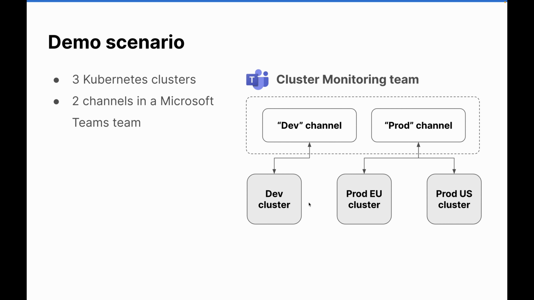We'll use Microsoft Teams as the preferred communication platform, and we'll have two different channels in the Microsoft Teams team. So we'll have Dev channel and Prod channel. We'll connect Dev cluster to the Dev channel and two production clusters to the Prod channel.